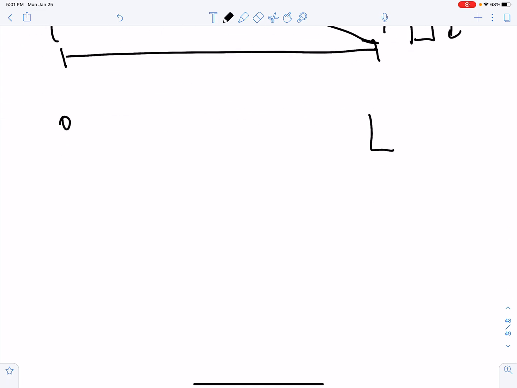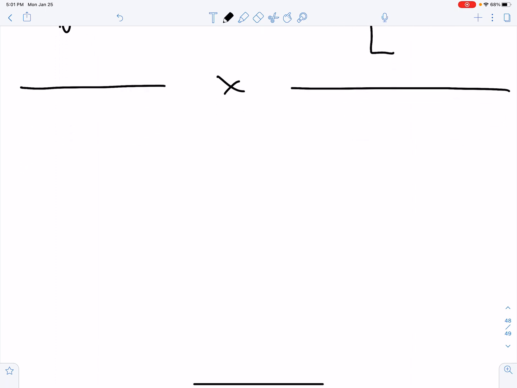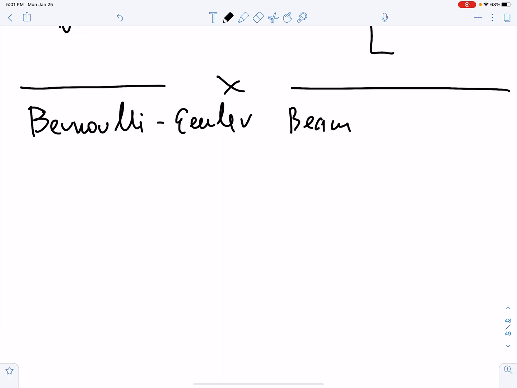All right, and so now I think we're ready for the Euler-Bernoulli beam. Let's look at the stiffness matrix.